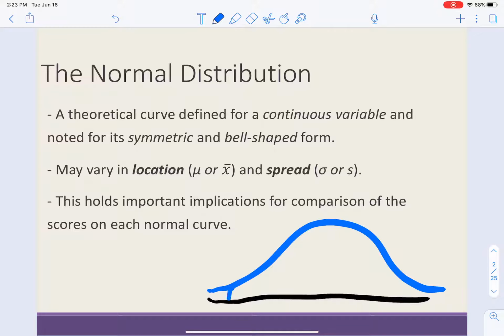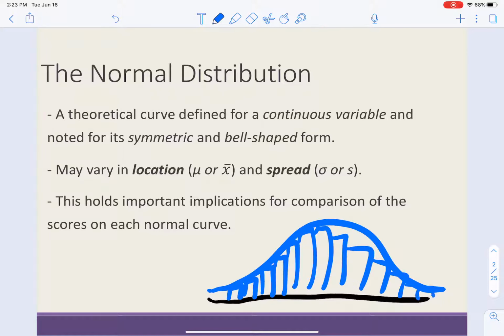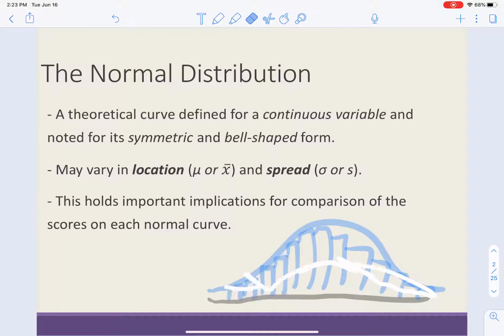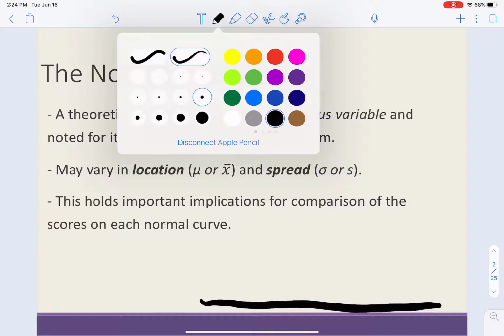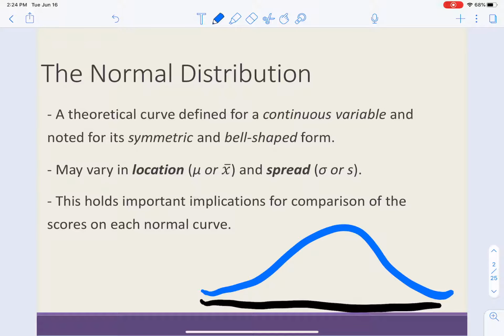Now we still can draw bins, so it would look like this, roughly. But we don't really concern ourselves with the bins much anymore. We really only care about that smooth line that represents the overall shape of the data. And it looks like this: nice and symmetric. This is the halfway point, and each end, ideally, is even. So that's what symmetric means. Bell-shaped just gives us something realistic to compare it to. And then we're working with this continuous data.